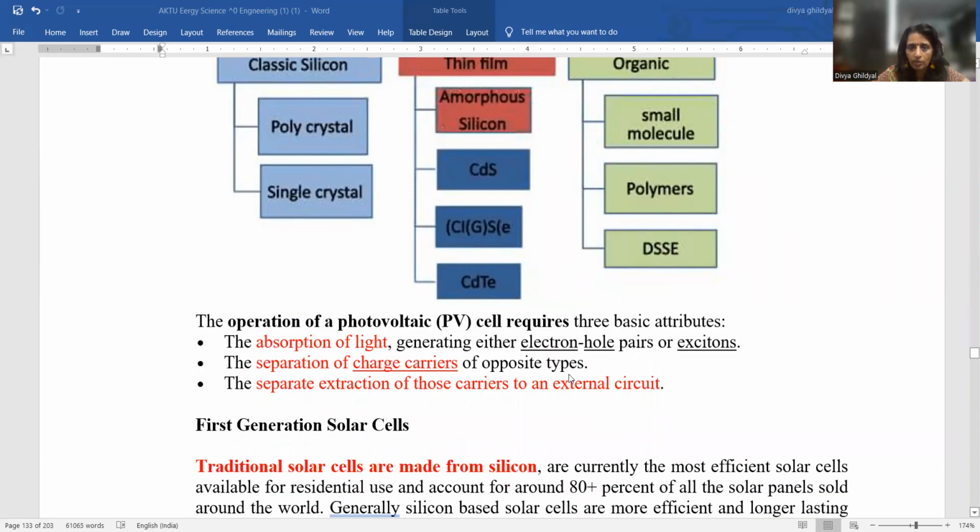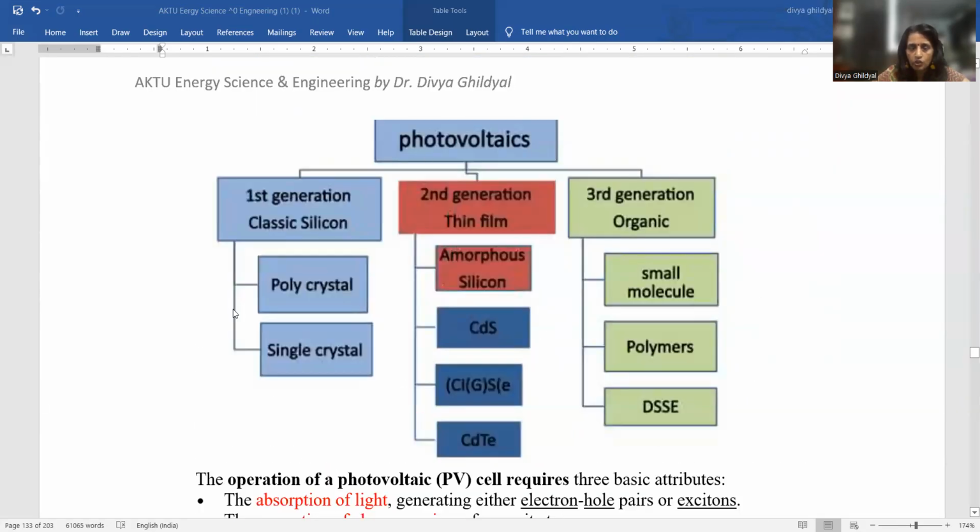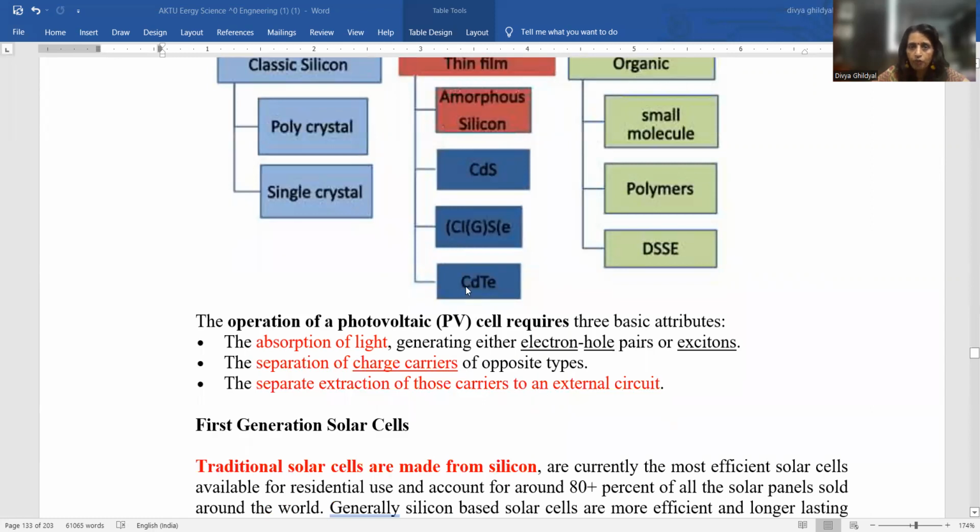So now I will tell you what you are supposed to be writing to get 10 marks. First, draw this diagram. Right here, first generation, second generation, and third generation. The operation of a photovoltaic cell requires 3 important attributes. First, absorption of light. Like solar panels, they absorb sunlight and then they work. If your cell fails to absorb sunlight, it is useless.